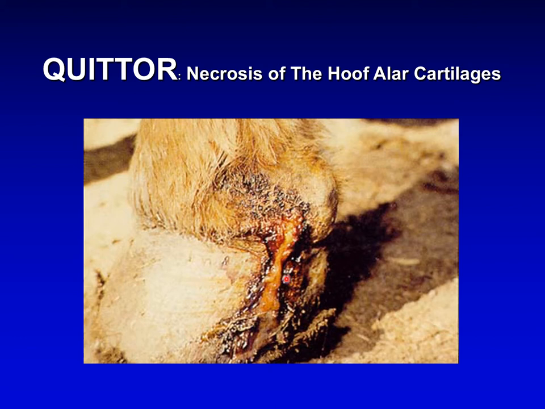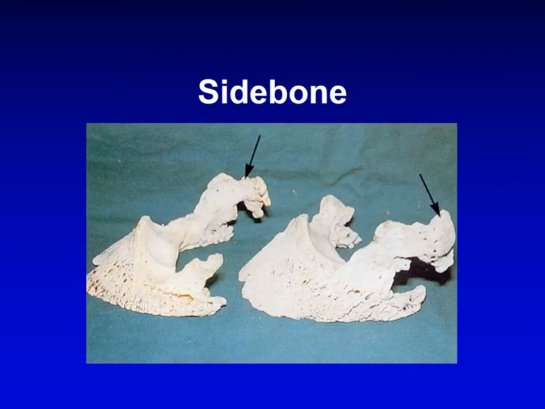Sometimes they get infected, by the way, such as in this case here, the alar cartilages infection. This is pus coming out of the cartilages. We call this case quittor. Quittor is basically necrosis of the hoof alar cartilages. Sometimes if the case is more and more chronic, they become calcified. They become like bone, and we call that side bone. This is a case of side bone. These are the alar cartilages 1 and 2, medial and lateral, and we can see here complete calcification of these alar cartilages. Instead of being a cartilaginous material, they become bone, and this case we call a side bone. Not ring bone, but side bone.